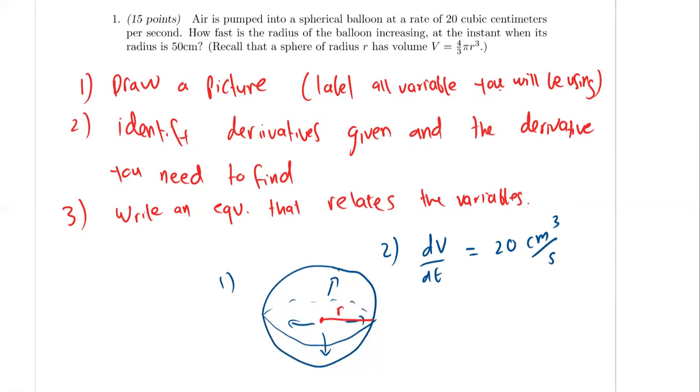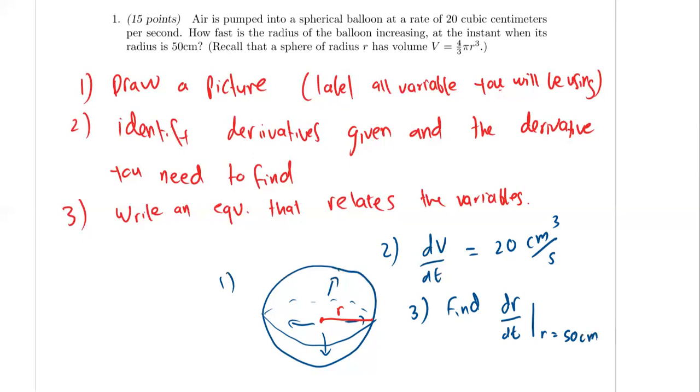What are we trying to find? Well, they're asking for dr/dt. So what is the rate of change of the radius? So dr/dt. We want to find dr/dt, evaluated, which if you remember, you usually have to evaluate at some point. So you want to evaluate when the radius is 50 centimeters. So evaluate when r equals 50 centimeters.